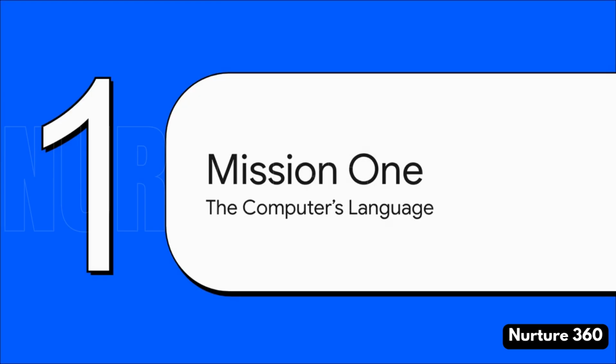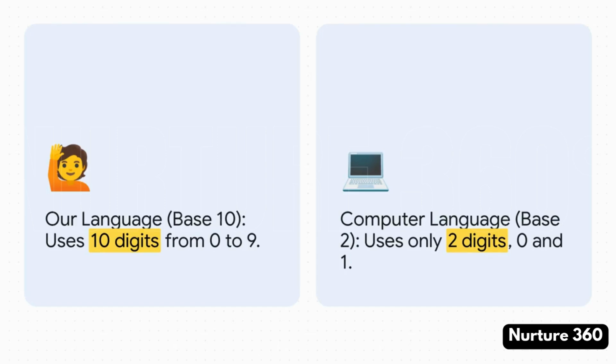Okay, so Femi's first mission is, honestly, the most important one. He has to get fluent in the secret language that every single computer on this planet uses. It's their mother tongue. So here's the biggest difference between how you and I think and how a computer thinks. We use what's called a base 10 system. That just means we have 10 digits to play with, 0 through 9. But computers, they use base 2. They only have 2 digits, 0 and 1. That's it. That's their entire alphabet.